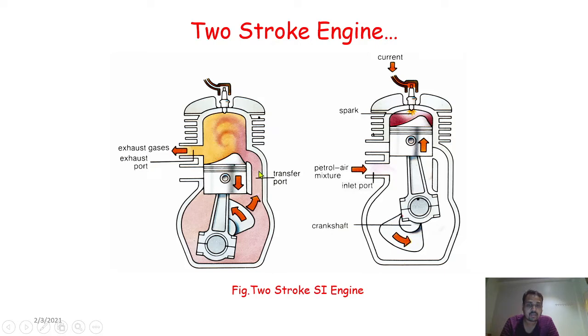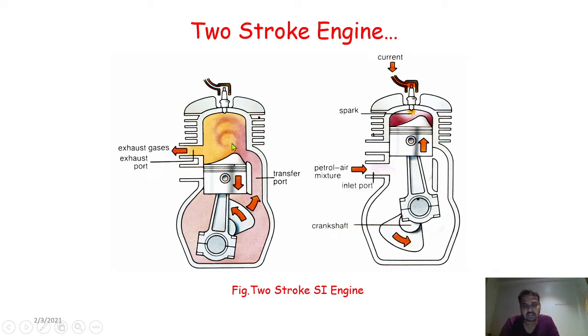and another port present over here, which is an integral part of the body of the engine, is called the transfer port, through which the fresh air-fuel mixture charge is transferred and comes above the piston area. So these are the three ports: transfer port, inlet port and exhaust port. The construction is very much the same as the four-stroke engine. Piston, connecting rod, crankshaft and crankcase are assembled together, and the three ports: inlet, exhaust and transfer port, along with one spark plug. This is the general assembly of the two-stroke engine.